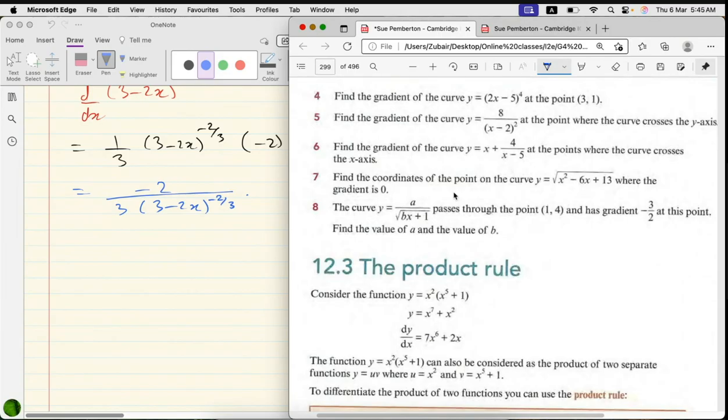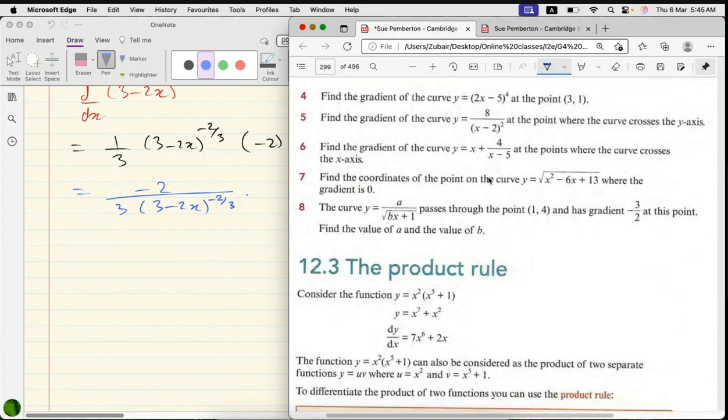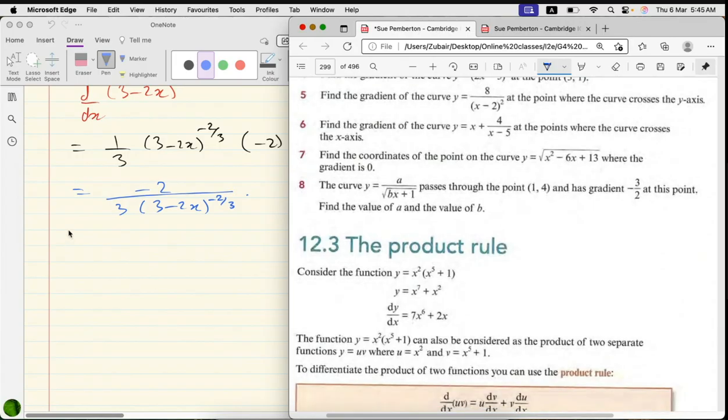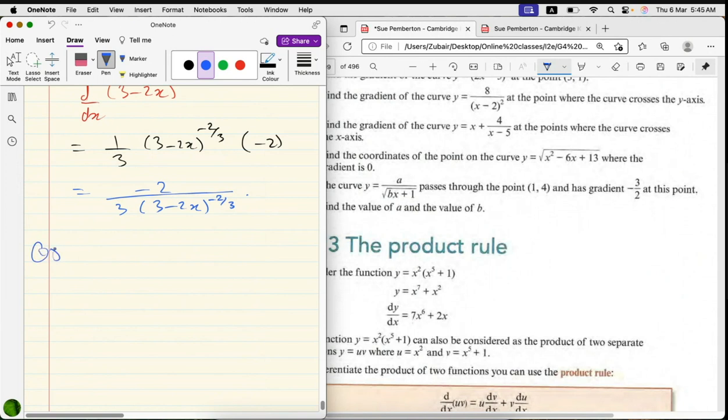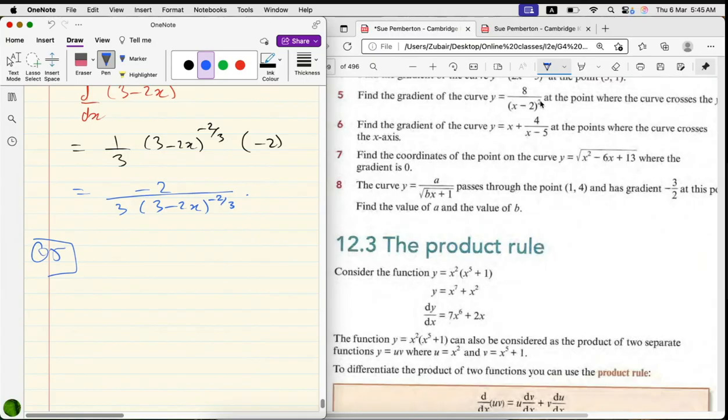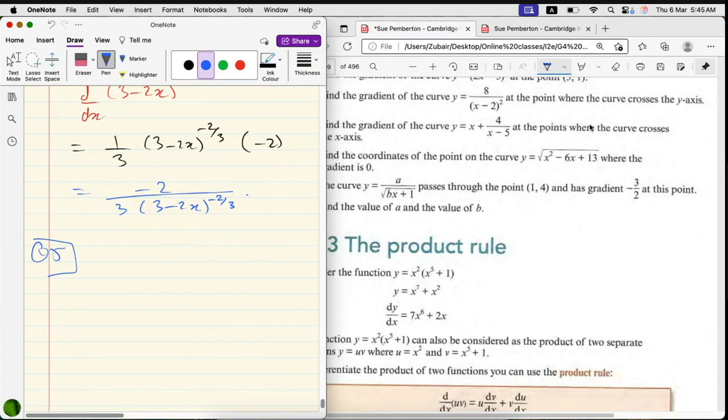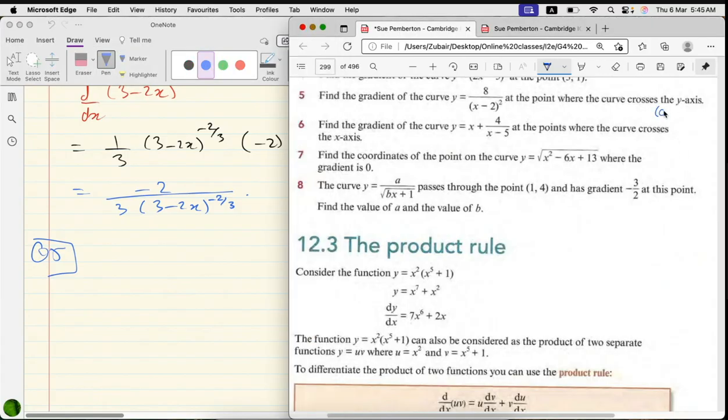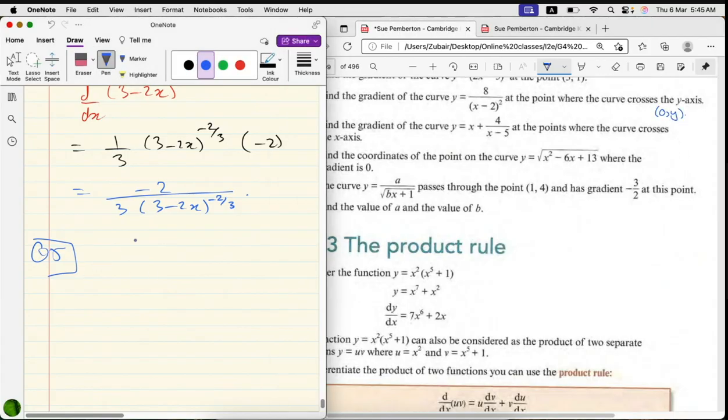So that's how we deal with the power rule. And I'm going for question 5. Find the gradient of the curve at the point where the curve crosses the y-axis. So we know at the y-axis, x is 0 and y is unknown. First, let's find, though x is already known. So at the y-axis, x is 0.